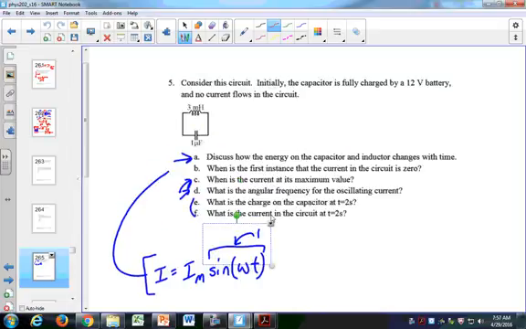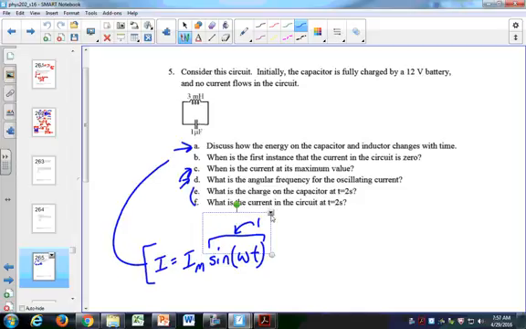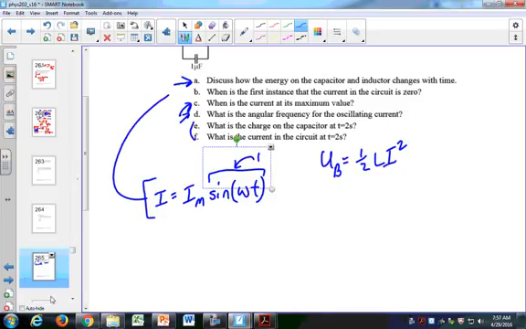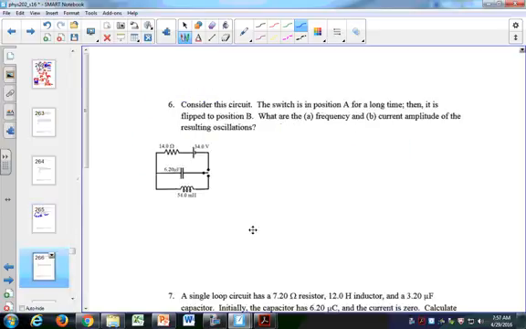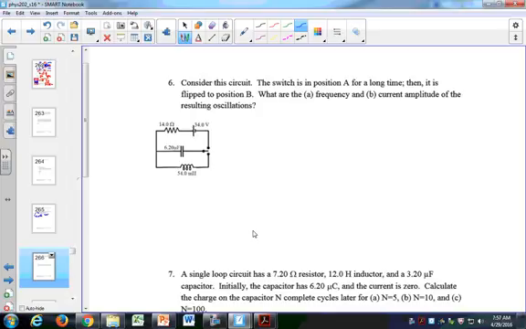Okay, number 6 is an LC circuit. It has an inductor. And on this, you need to realize that the energy of the magnetic field is 1/2 Li squared. Well, that's number 5, yes. Okay, I'm sorry. Number 5 is a good one, too. This is still an LC circuit, though. I still have a capacitor. I still have an inductor.